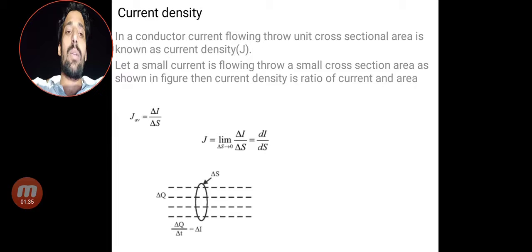For the whole conductor, if the total current is I and the total cross-sectional area is S, then current density J equals I upon S. Since the current through area S is capital I, the current through unit area, I upon S, will be the current density J. In this condition, the direction of area is the same as the direction of current.